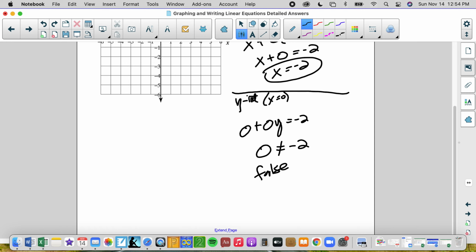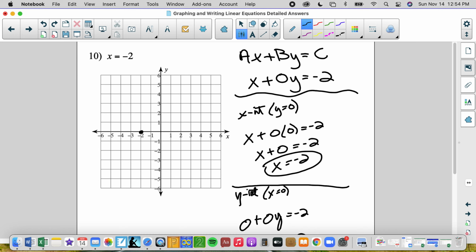And the reason why it's a false statement is there's no y-intercept. Remember, this has only one variable. This line is not going to cross the y-axis. It's always going to have an x value of negative 2. So find other places where x has a value of negative 2. This is negative 2, 1. Notice my x value is negative 2. This point is negative 2, 0. Notice my x value is negative 2. This value is negative 2, negative 2. Notice my x value is negative 2.